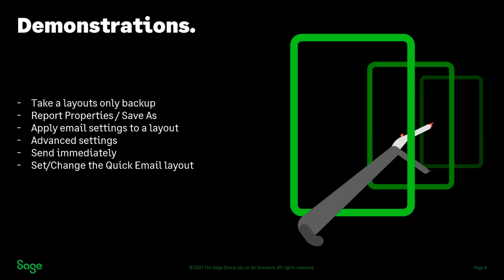We're looking at the advanced settings as well, so using expressions in some of the fields. We'll pick up on the send immediately option, which can be a big time saver, just make that process extra slick. And then finally, we'll just pick up on that option to change the email layout that you've got assigned to the quick email option within the invoicing area.